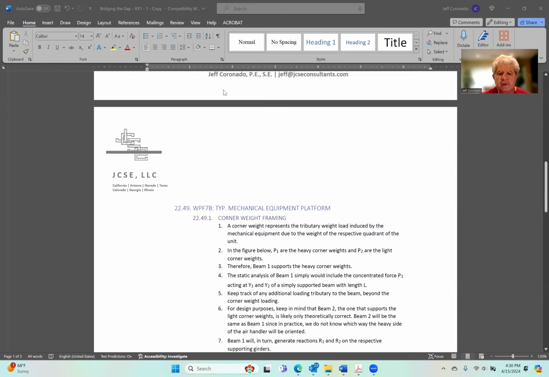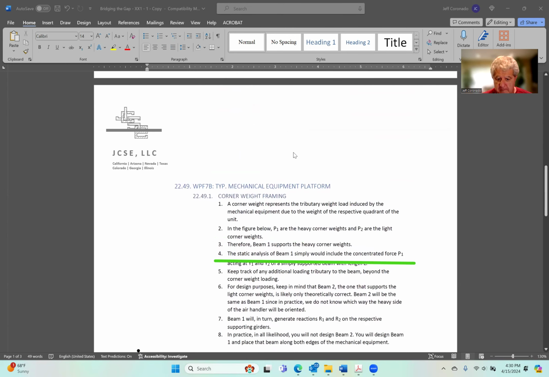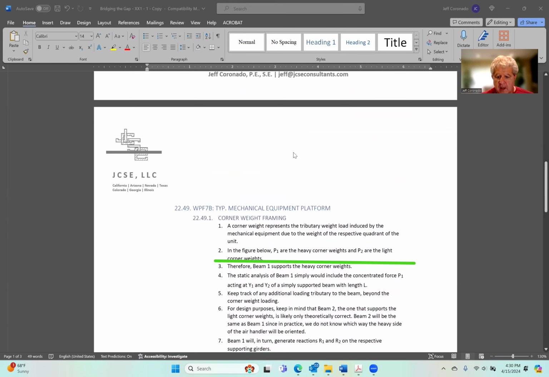All right, moving on to the second item here. It says figure below because this is coming from our in-house manual. For those of you following in-house, the figure will be below, but the figure below is what we're showing in this image up here. So in the figure below, P1 are the heavy corner weights and P2 are the light corner weights.